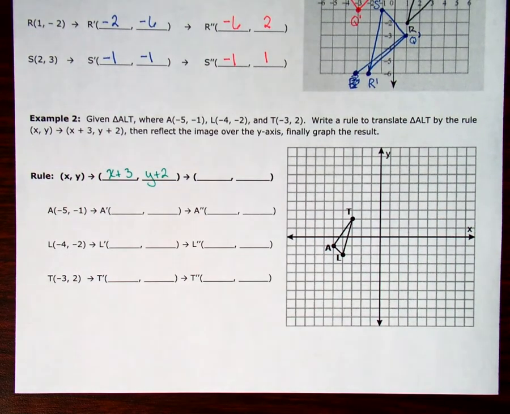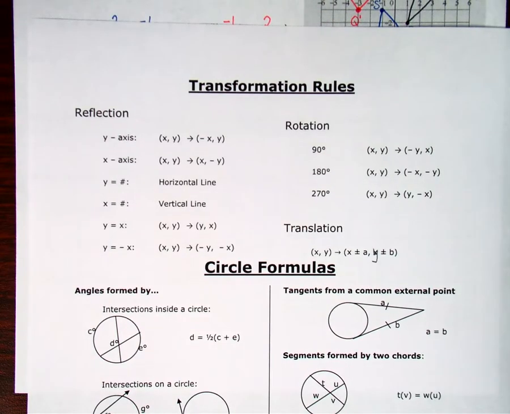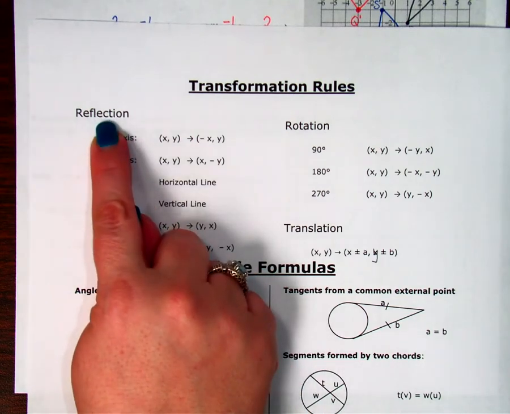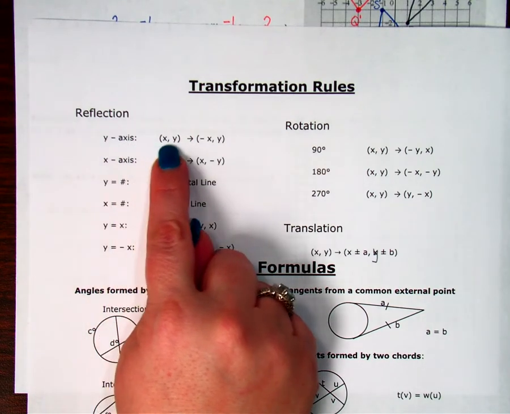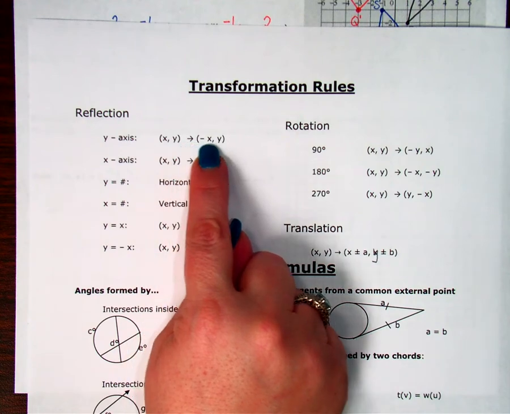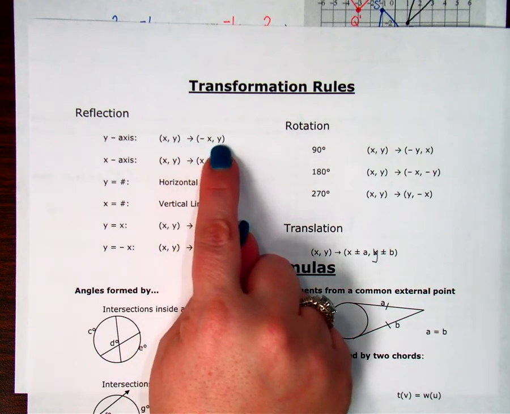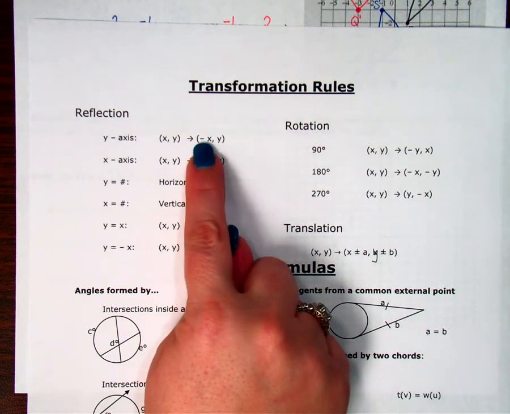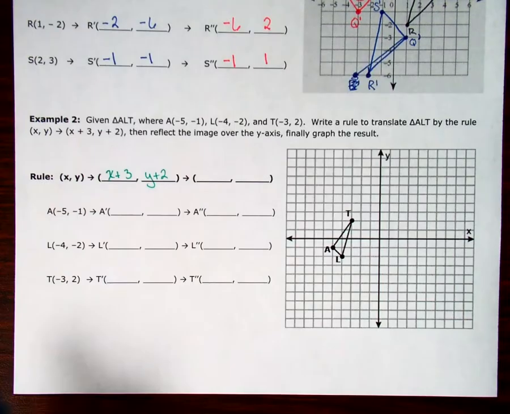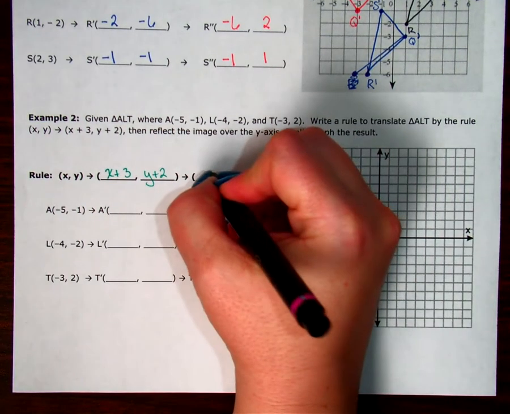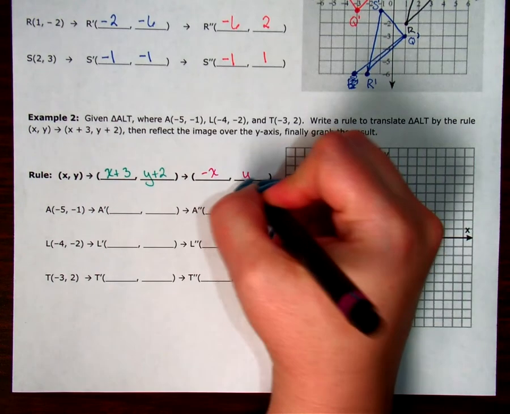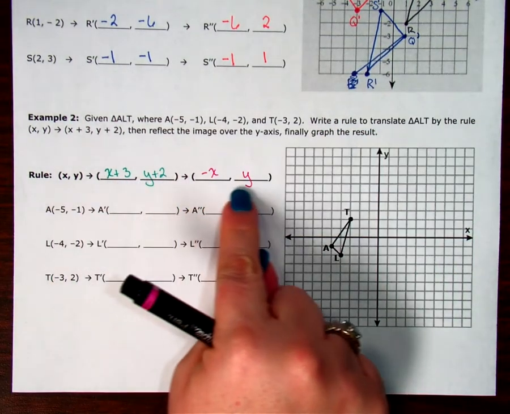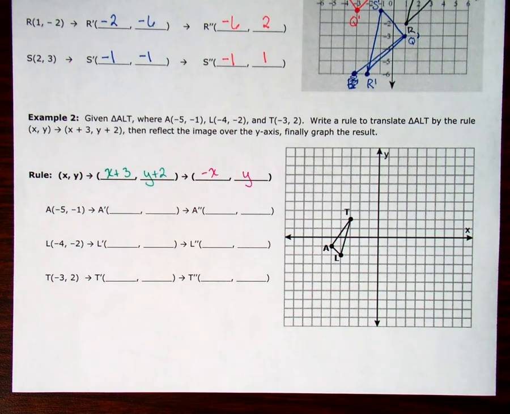If I forgot how to do that, I can look at my formula chart, and I'm going to say, okay, I want to reflect over the y-axis, so my point becomes the opposite of x, y. Remember, we never say negative when we're looking at any of these rules. The opposite of x, y. So this is my full transformation rule.